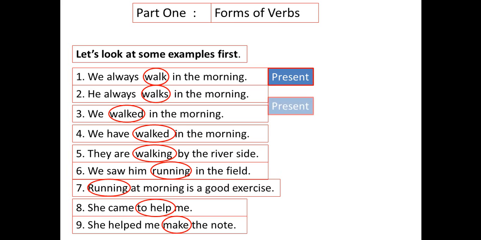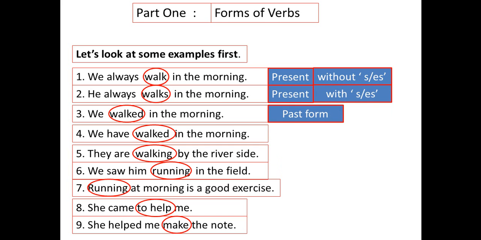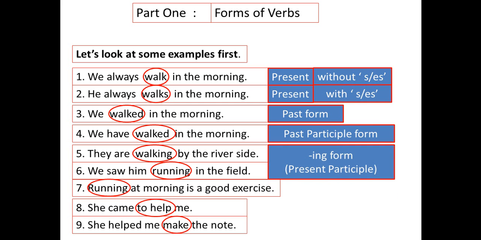Present form, this is also present form, but these two forms are with some variation: the first one is without s or es, and the second one is with s or es. And of course I will discuss why s or es is added to the verb later on. Next, this is past form, as the sentence is written in past tense, and the fourth one is past participle form. Next, walking and running, they are present participle form.